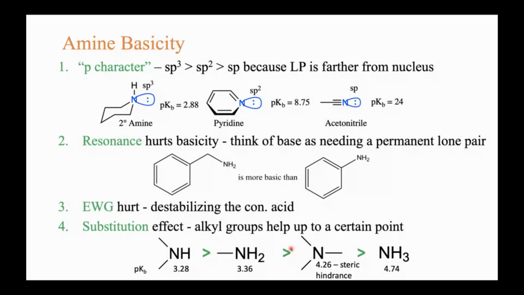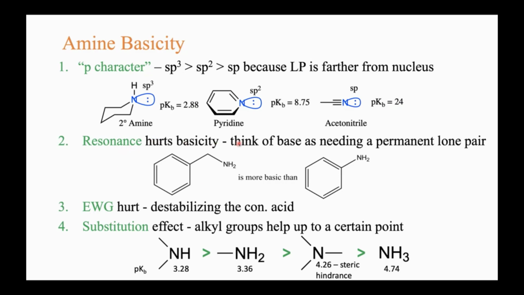For amine basicity, there's a lot of factors that influence this. Perhaps the strongest is its p character. It was attempted to be drawn to scale, but you can see that, as Khalees said, s orbitals are closer to the nucleus, p orbitals are farther away. So the more p character you have, the farther away this lone pair is and the more accessible it is to a proton. So you can see that an sp3 hybridized amine has a pKb of about 2.88. An sp2 has a pKb of 8, and then an sp is really not basic at all, and it has a pKb of 24.